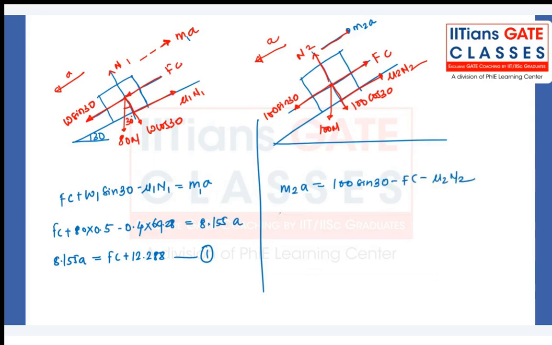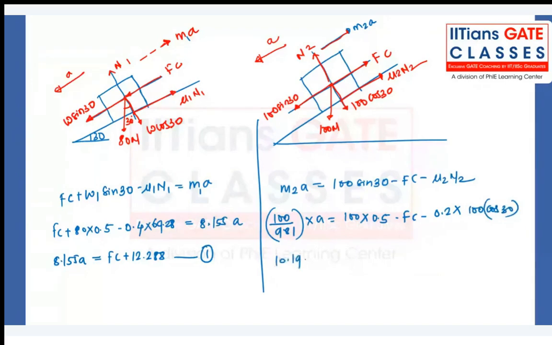M2A is 100 divided by 9.81 times acceleration A, that is equal to 100 sine 30, which is 100 into 0.5, minus FC minus mu2 N2, which is 0.2 into N2, where N2 is 100 cos of 30. The simplified version will look like 10.19 A is equal to 50 minus 0.2 into 100 cos 30, so minus FC, let's keep it as it is, and plus 32.68. This is the second equation. If you subtract 0.2 times 100 cos 30 from 50, you will get 32.68.